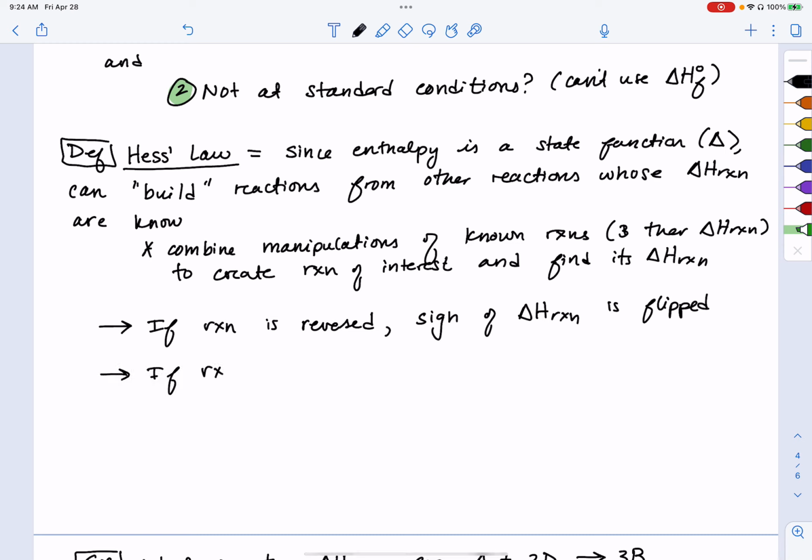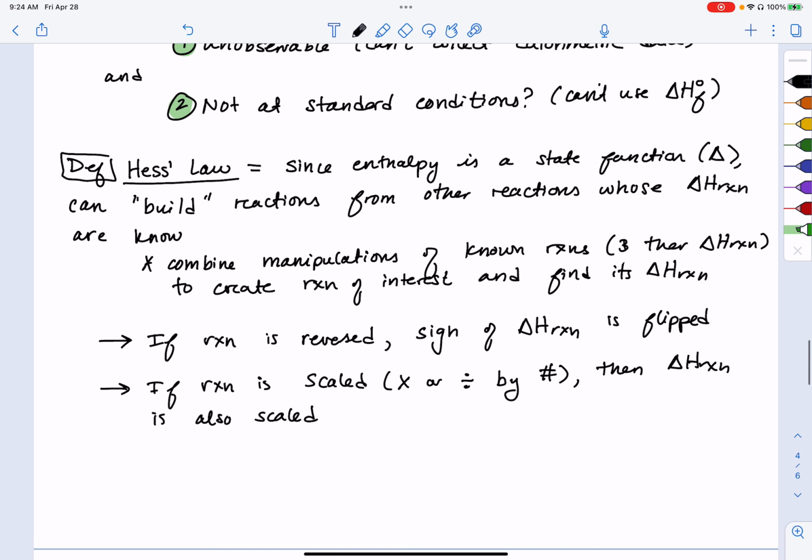And if a reaction is scaled, meaning multiplied or divided by some number, then the heat of reaction is also scaled, or multiplied or divided by that number. And the idea here is that the sum of the heats of reactions that are like our building blocks, our component reactions, should ultimately give us our actual heat of reaction of interest.